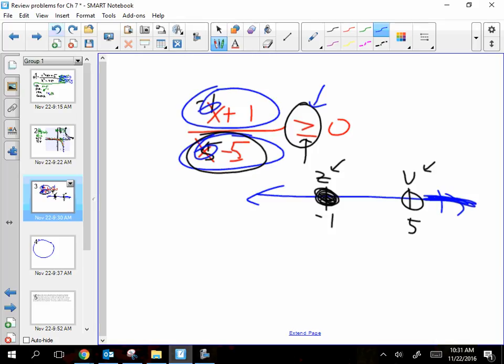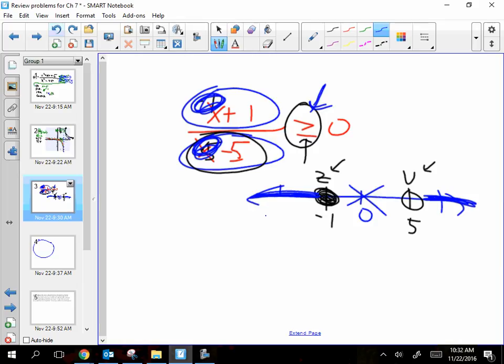But test 0. I put in a 0 and a 0. And I get 1 over -5 makes -1/5. Is -1/5 bigger than 0? No, it's not. So therefore, it doesn't work in here. And then the last one, I'm pretty sure it works out here. So should I just shade it in? No, I need to test something.